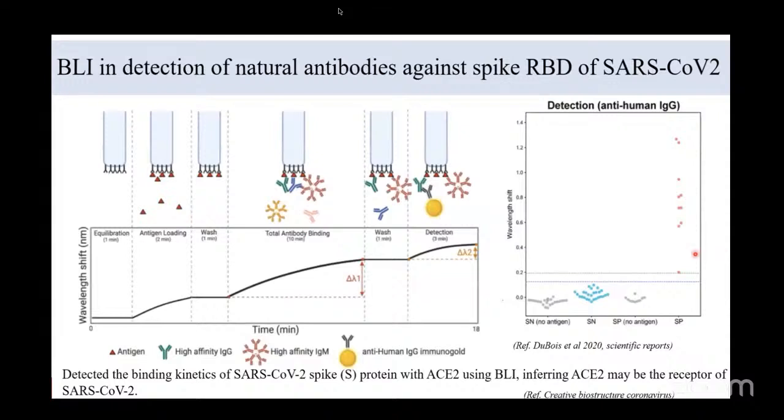On the right, you can see a representative result image showing the significantly increased interaction, denoted by the obviously increased shift in wavelength, as I just told, of the seropositive individuals, denoted as SP, which are basically the recovered patients, having the antibody of the antigen we are talking about, when compared to the seronegative individuals, SN. So this is one of the exemplative studies.